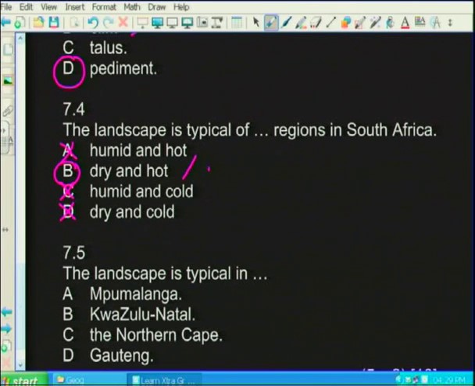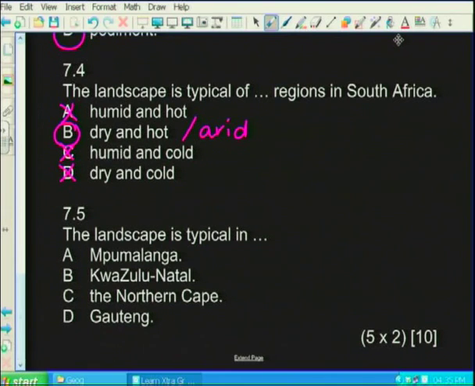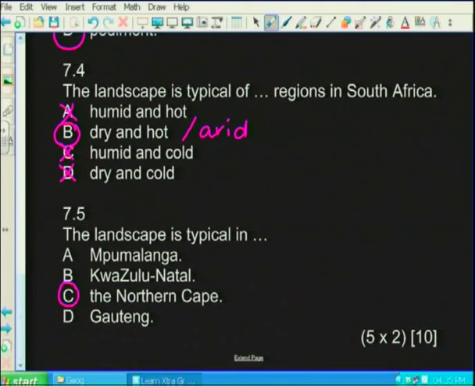That name, once again, refers to an arid area. Okay, grade 12s, moving on to our last of question 7. We look at 7.5, and it says the landscape is typical in which province of South Africa? We have spoken so many times that the only province in South Africa that is hot enough, very dry, and typical of a Karoo landscape is the Northern Cape. Mpumalanga, KwaZulu-Natal, they get far too much rainfall, so those don't even come into it. And in Gauteng, we definitely don't have lots of structural landforms around us of great importance.